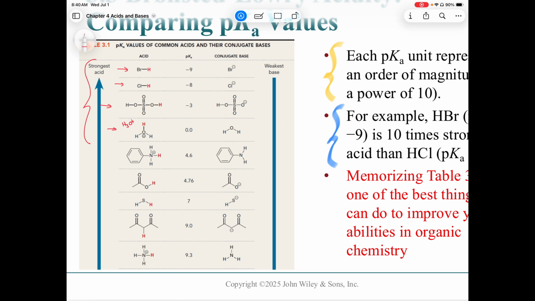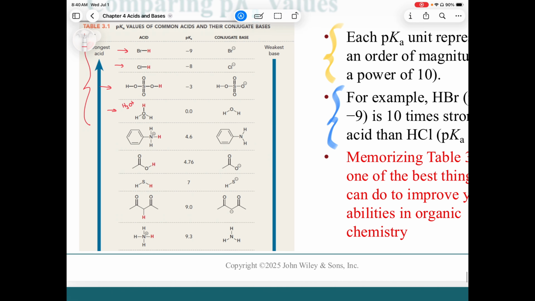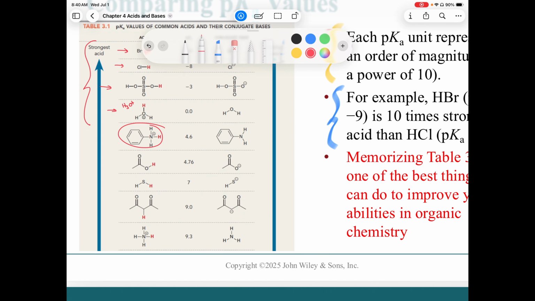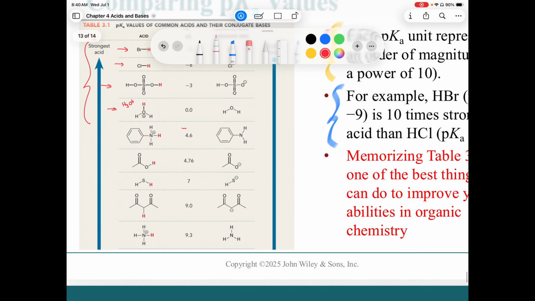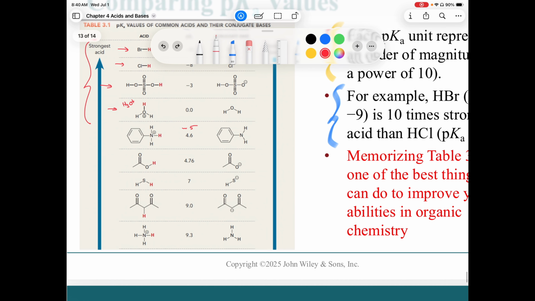So then we have an anilinium ion. If you don't know what this is called, anilinium, right? This is aniline. So if you protonate it, you get anilinium, which has a pKa of 4.6. You could even say it's close to 5. Same thing with this one here. You should be able to recognize this acid immediately. This is acetic acid, right? It's the acid found in vinegar. And you should know the pKa of acetic acid is around 5.